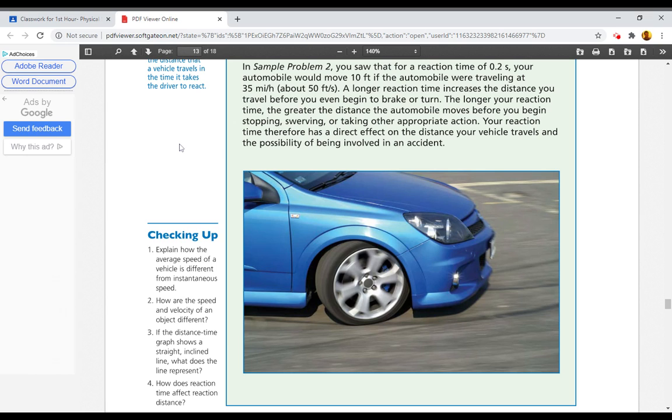All right, in sample problem 2, you saw that for a reaction time of 0.2 seconds, your automobile would move 10 feet if the automobile were traveling at 35 miles per hour. A longer reaction time increases the distance you travel before you even begin to brake or turn. The longer your reaction time, the greater the distance the automobile moves before you begin stopping, swerving, or taking other appropriate action. Your reaction time, therefore, has a direct effect on the distance your vehicle travels and the possibility of being involved in an accident.